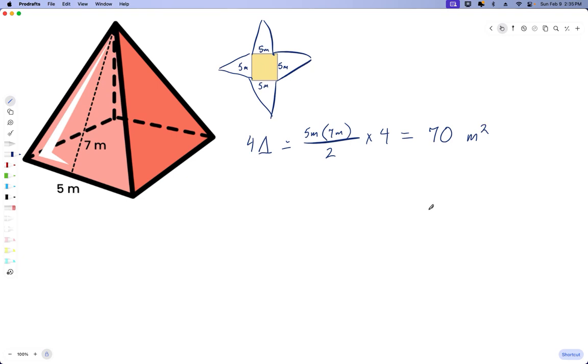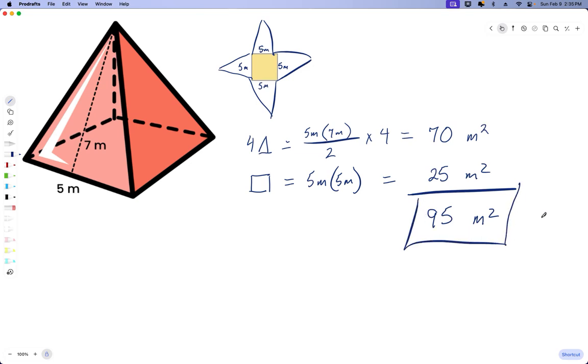Oh, that's not going to be your answer. I'm sorry. I'm not done yet. I forgot to add in the area of the base. So you got the area of the base, which is a square, which we know how to get to. 5 meters times 5 meters is equal to 25 meters square. We add those together. That's 95 meters square. Now you're through. Sorry about that. 95 meters square. That's your final answer.